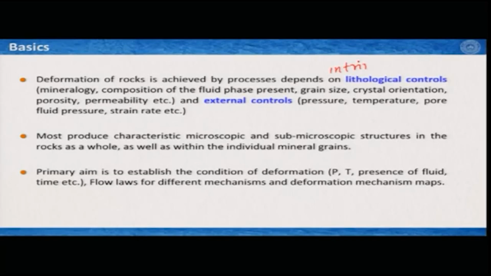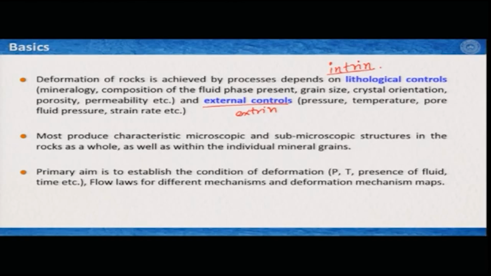So now all these processes, at least today we will learn the cataclastic processes. So this is mostly achieved by different processes, and these processes are functions of majorly two parameters. One is the lithological controls, or sometimes we call it intrinsic parameters. So if I write it like this, intrinsic parameter, and then another is external control. So that is known as extrinsic.